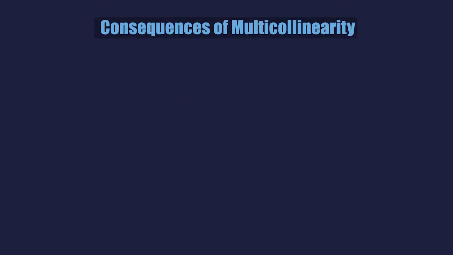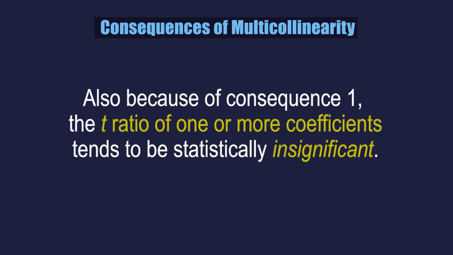Second is regarding the possibility of the acceptance of the null hypothesis, or less possibility of the acceptance of the alternative hypothesis, which means that the confidence interval will become more and more wider, and thereby the estimated coefficient will not be significant. Keeping track of these two problems, the third consequence is about the t ratio. The t ratios, which means the value of the t statistic of more than one variable, will be statistically insignificant. This is an indication that multicollinearity is present in the data set.